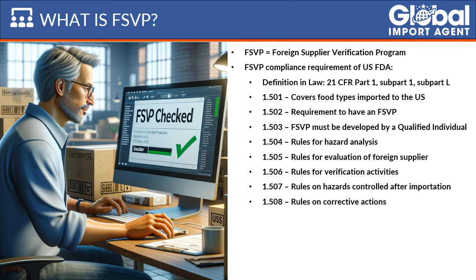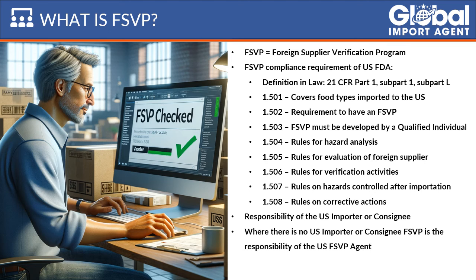1.504 sets out the rules for which hazard analysis must be conducted by the qualified individual and how to do this. 1.505 provides the rules for how a foreign supplier must be evaluated from a safety performance point of view. 1.506 defines the rules on what kind of verification activities must take place on the foreign supplier's food safety activities. 1.507 provides the rules on food safety hazards which are controlled after the import to the USA. 1.508 are the rules on corrective actions which are taken in the case where a foreign supplier is not compliant with the rules under FSVP.